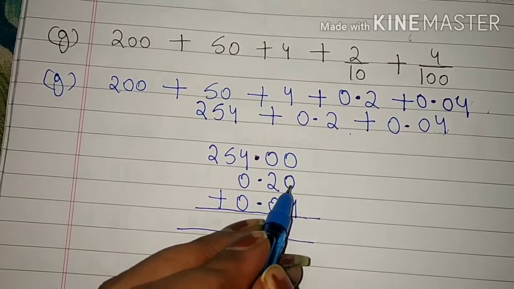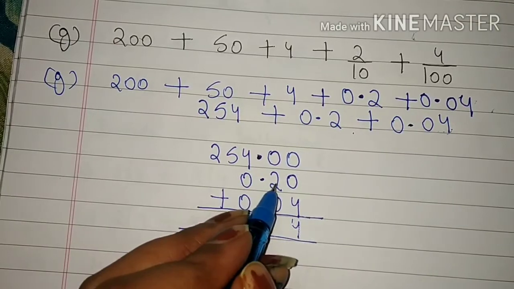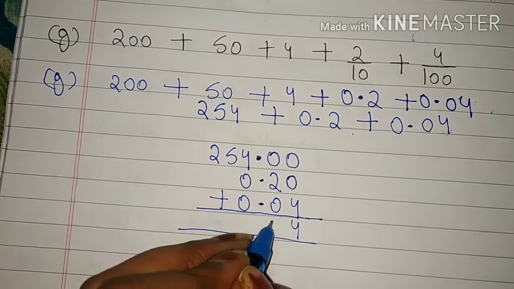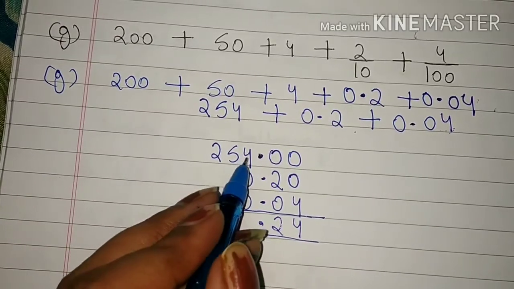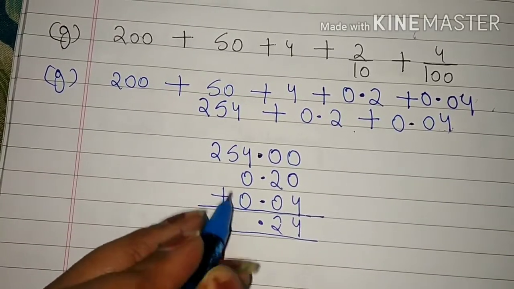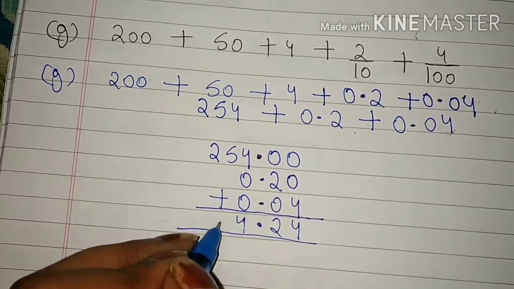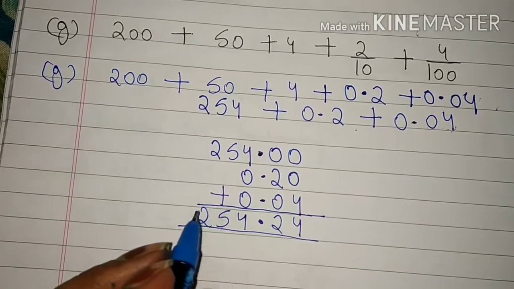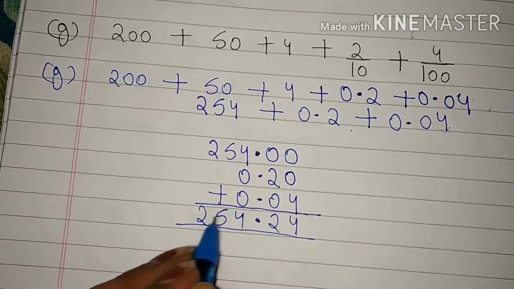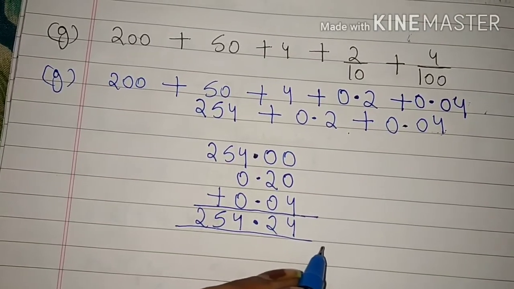Zero plus 0 plus 4 is equal to 4. 0 plus 2 plus 0 is equal to 2. Decimal point. 4 plus 0 plus 0 is equal to 4. Here it is 5. Here it is 2. So students, 254.24. This is your answer.